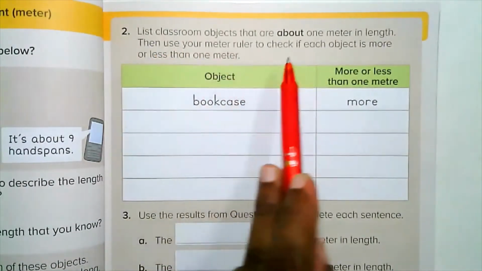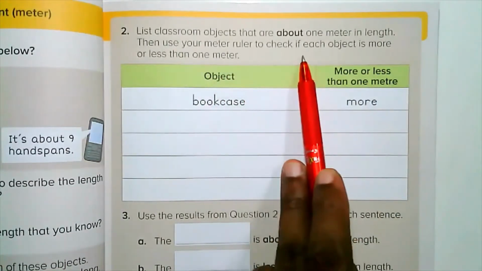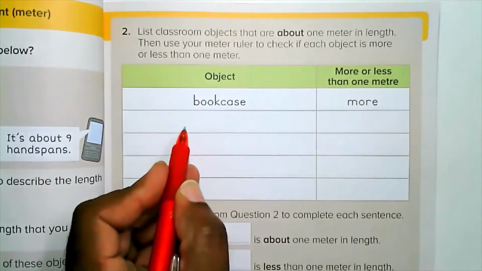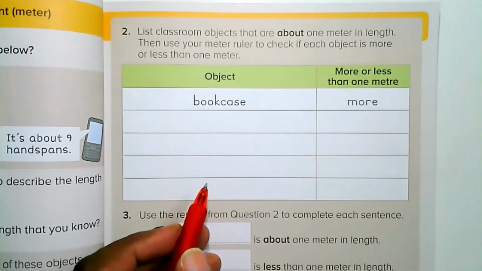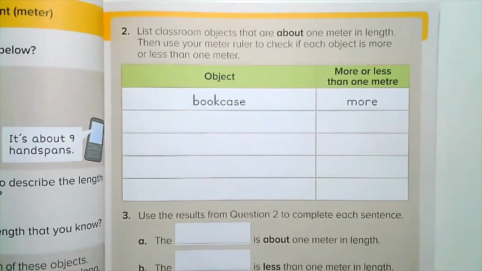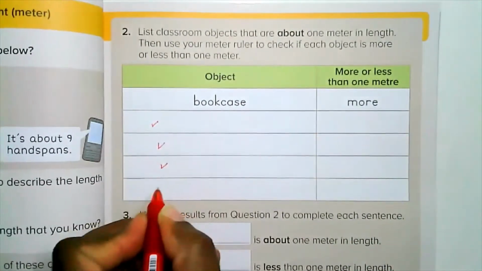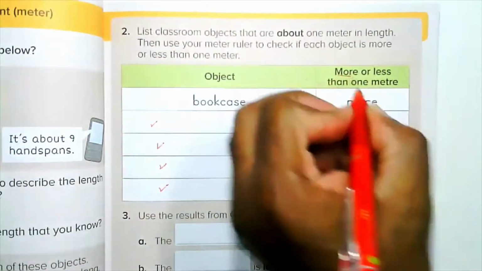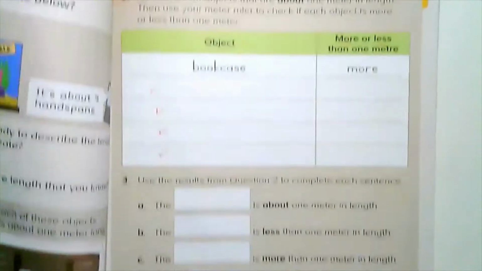List classroom objects that are about 1 meter in length. Then use your meter ruler to check if each object is more than or less than 1 meter. So I want you to write objects in the classroom that you think are about 1 meter or more than or less than 1 meter. Write 4 more objects here and write more or less, depending on what you think. There is no wrong answer.